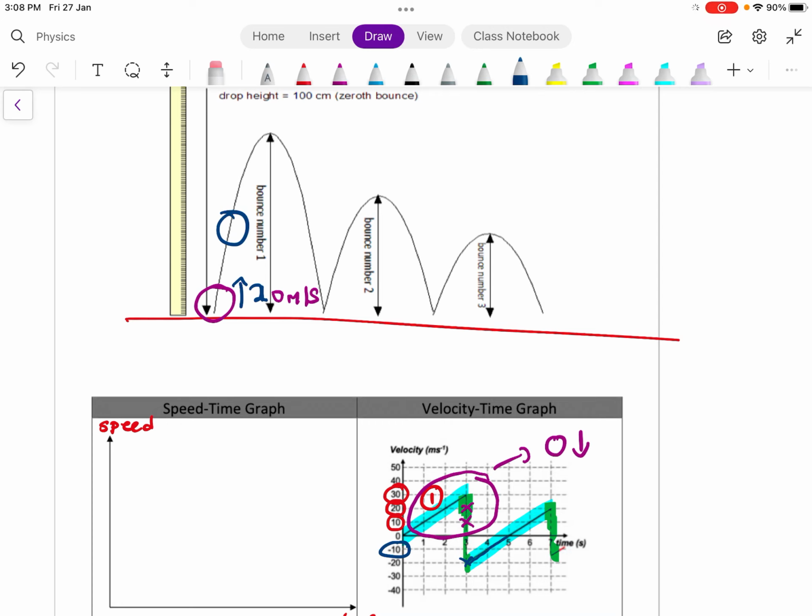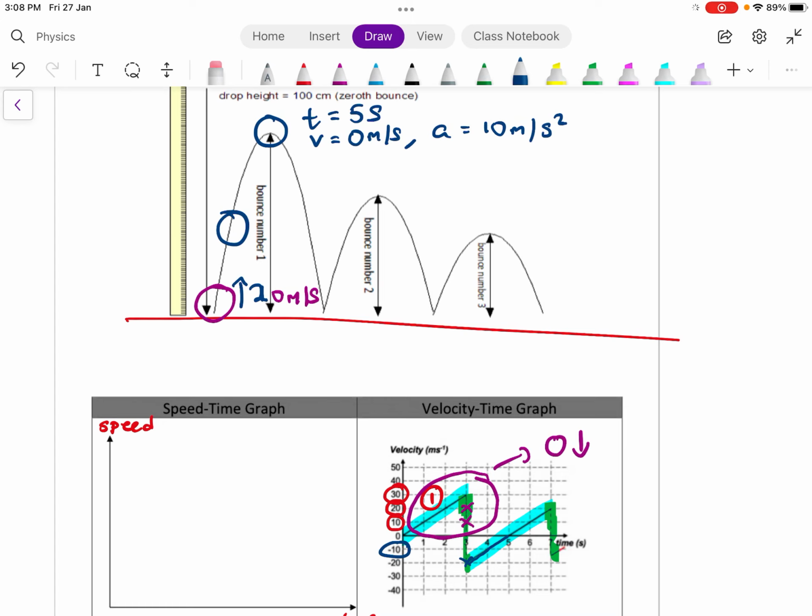At 5 seconds, you realize that your velocity is 0 meters per second. That is where you reach the maximum point. So this will be time equal to 5 seconds. Your velocity, same thing, is 0 meters per second, but your acceleration in terms of magnitude is 10 meters per second squared.